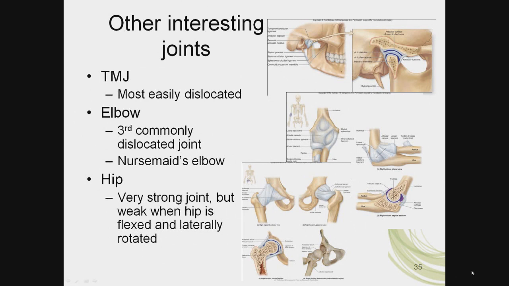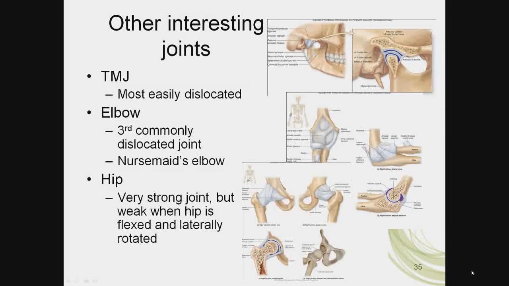The TMJ exhibits hinge, gliding, and some pivot joint movements. It functions like a hinge during jaw depression and elevation while chewing. It glides slightly forward during protraction of the jaw for biting, and glides slightly from side to side, that would be medial and lateral excursion, to grind food between the teeth during chewing.